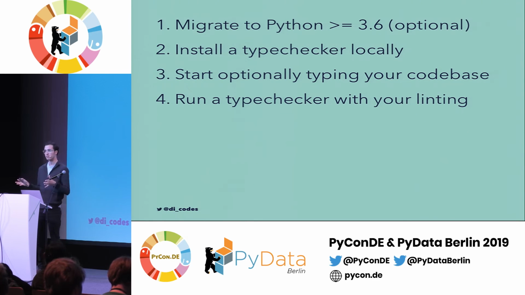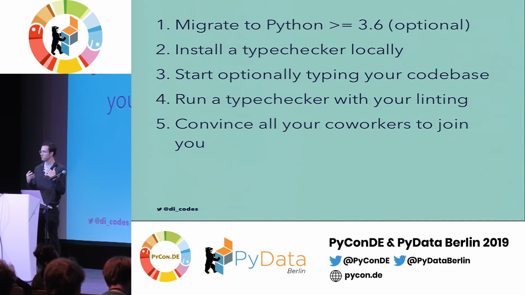Next, you can start running a type checker with your linting. Integrate it into your CI environment. Have it run at the same time you run Black or Flake8 or whatever you're using. You should use Black though. And finally, you should convince all your coworkers to join you in static typing. And if you need any help convincing them, you can show them this video on YouTube.